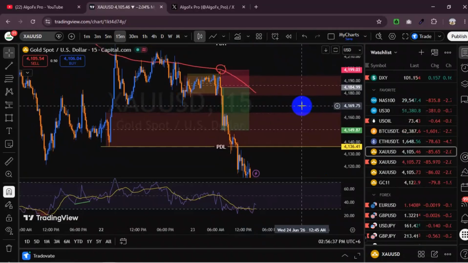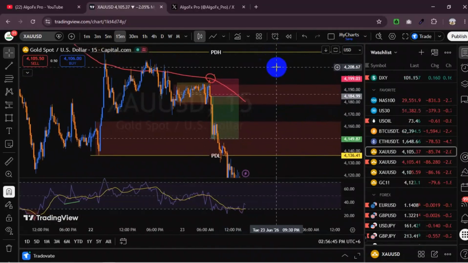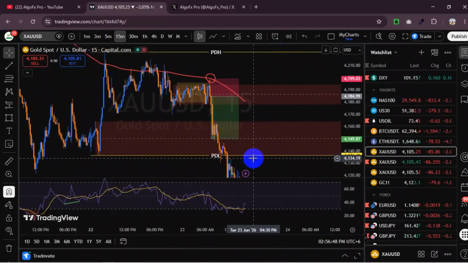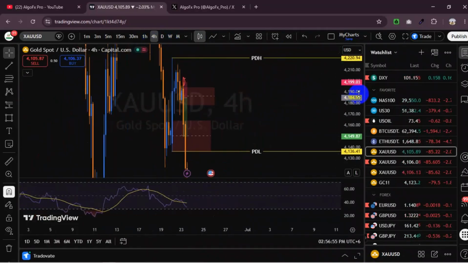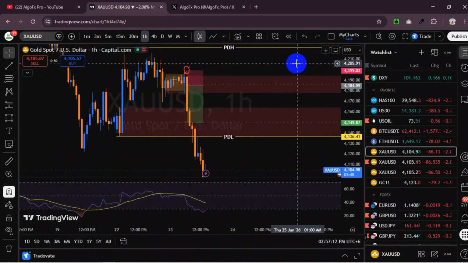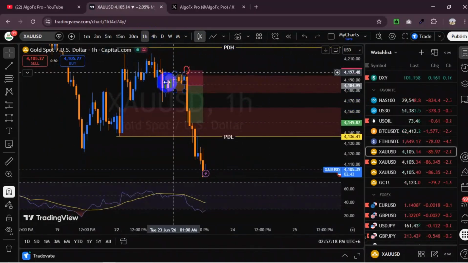So let's wrap up the strategy. What we did: at first we marked our previous day high and previous day low on the 1 day time frame. After that we check the 4 hour, where the market is and where it is going. Then go to the 1 hour and mark a 1 hour order block.